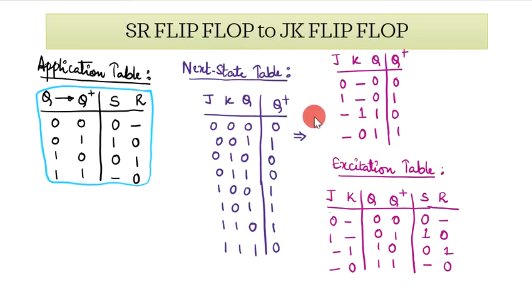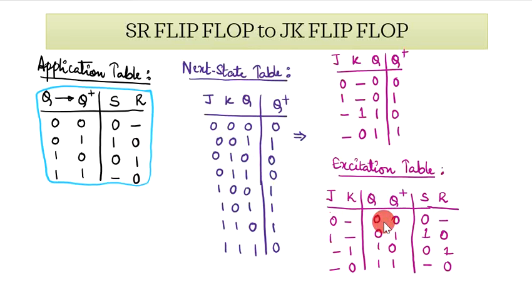If you want to know how we have obtained this, the detailed version of converting from the next state table to the application table is available in the tutorial for the characteristic equation. Kindly go through that so that you will understand better. The next step is to obtain the excitation table. For the excitation table, first I directly consider the next state table of the JK flip-flop. This is completely written here.